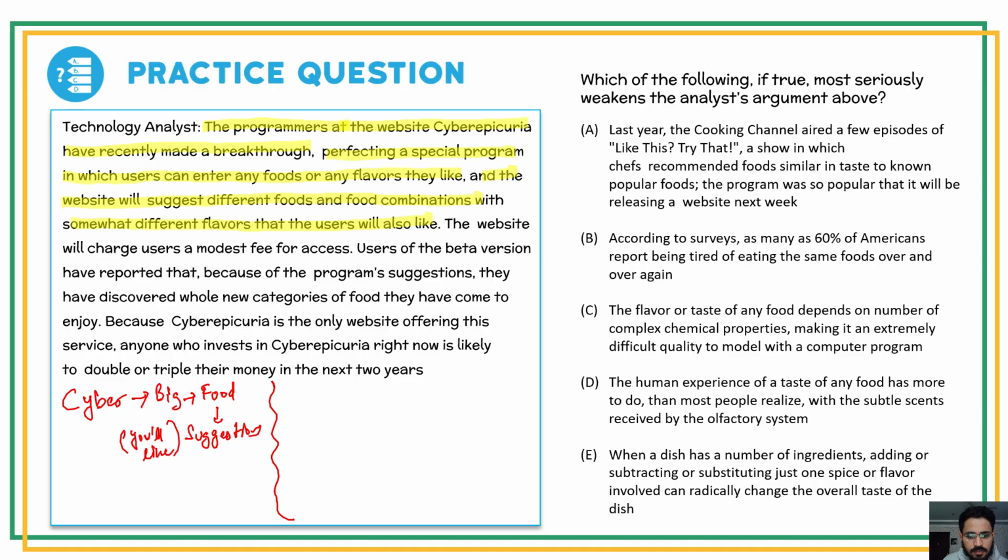Okay. Now, the website will charge users a modest fee for access, and users of the beta version have reported that because of the program's suggestions, they have discovered whole new categories of food they have come to enjoy. So the website would charge a small fee for access, and users of the beta version are basically saying it works. Because of the website, they discovered food that they would like.